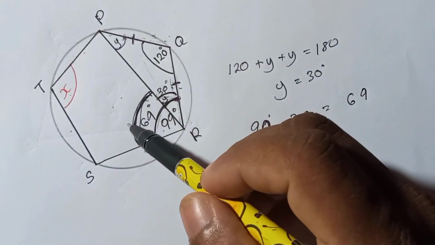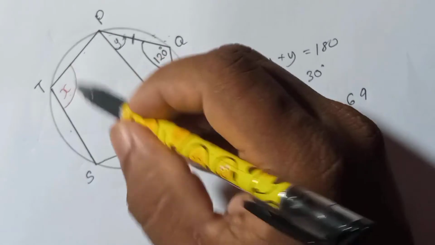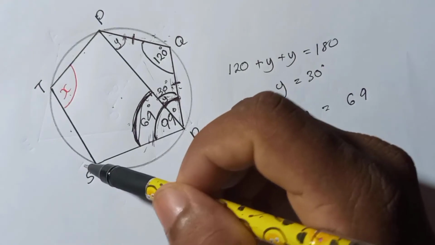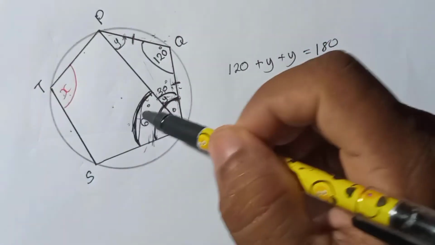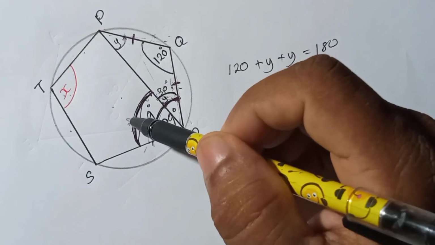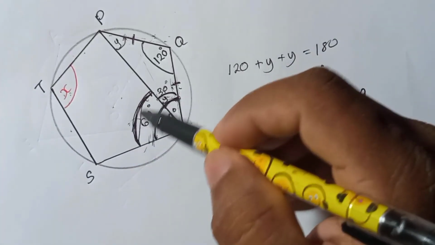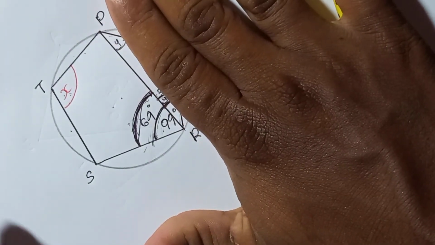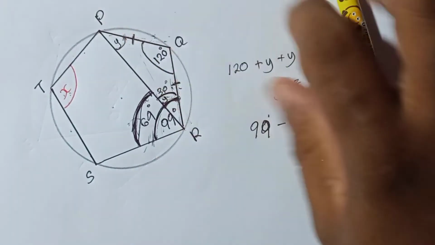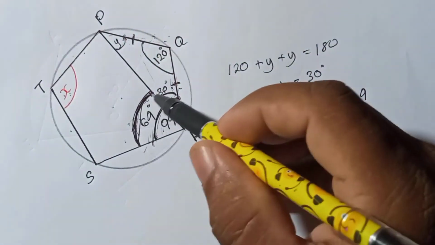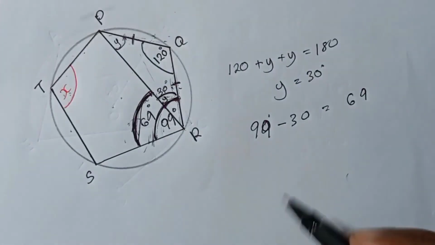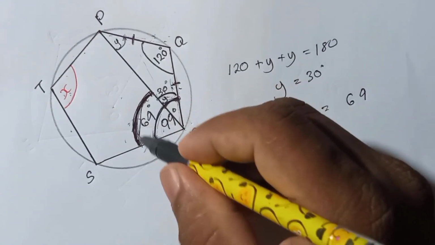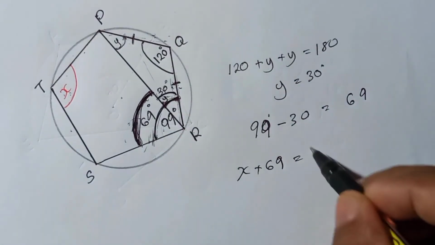If this is a cyclic quadrilateral, that means this angle plus this angle must be supplementary. That means 180, right? In a cyclic quadrilateral, we have learned opposite angles are supplementary, adding up to 180. This plus this, right? Like I showed you earlier. Sorry, not equal: this plus this should be 180. So I can write x plus 69, that means this angle, must equal 180.